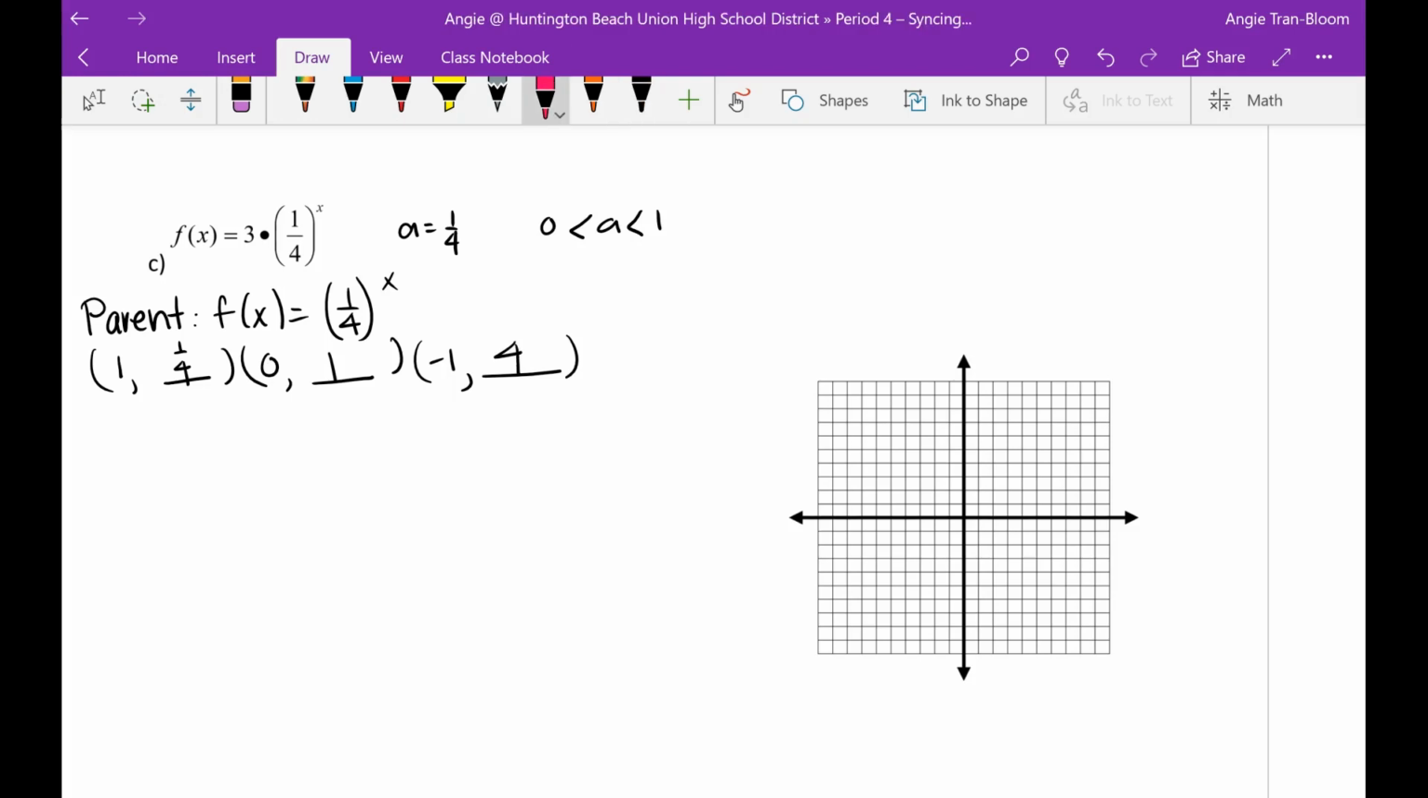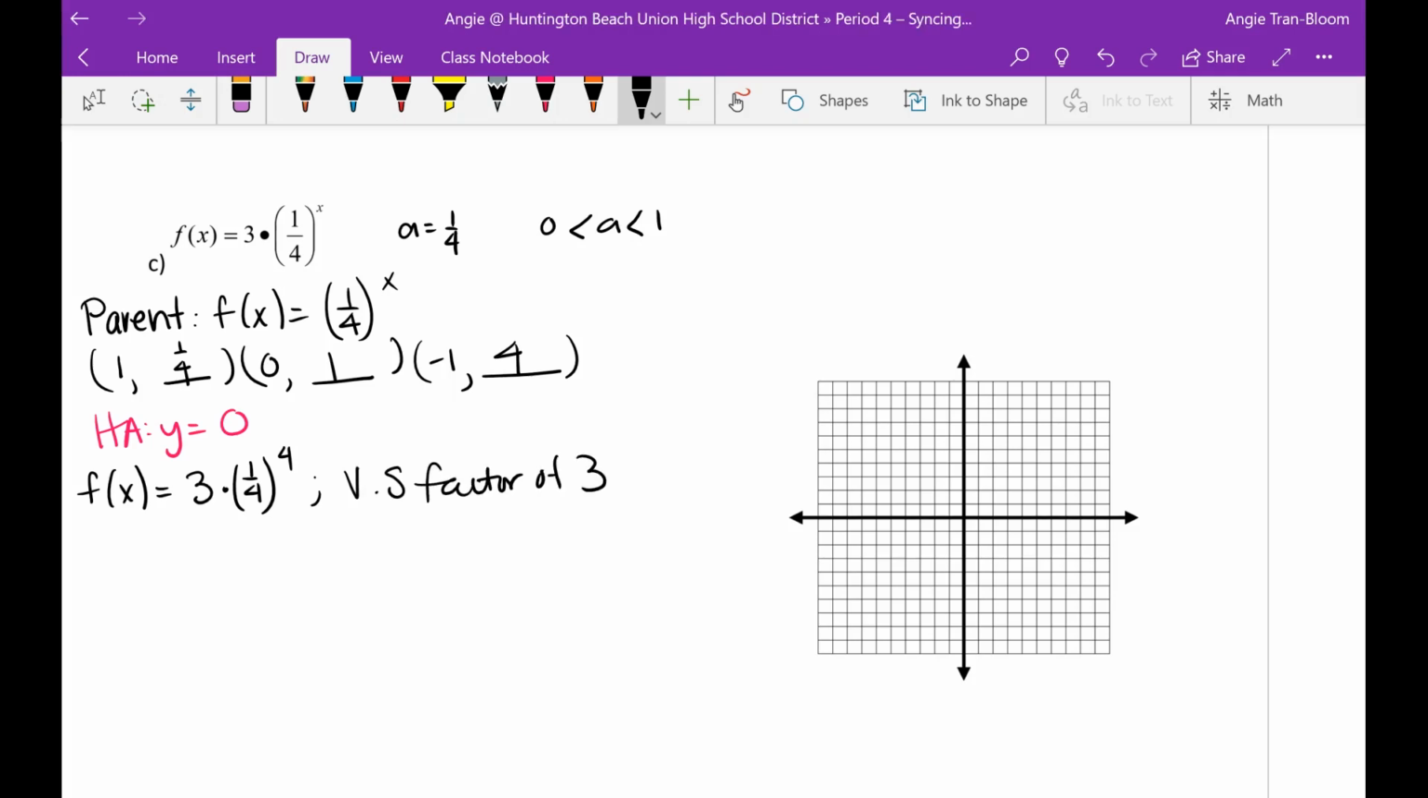The nice thing about this is that you only have one transformation. Let's just write our HA down: y equals 0 originally. So your one transformation is f of x equals 3 times 1/4 to the x. This is a vertical stretch by a factor of 3. Why am I saying to the power of x? The reason it's a vertical stretch is because the 3 is not with the x.